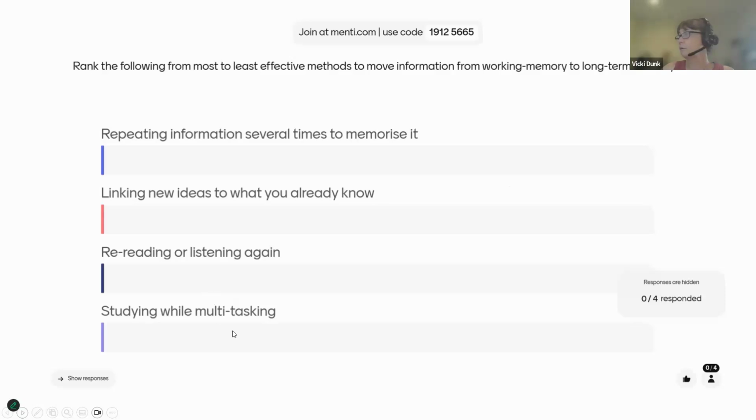All right, so have a go at this one. Rank the strategies. So these are study strategies from most effective to least effective for moving something from working memory into long-term memory.